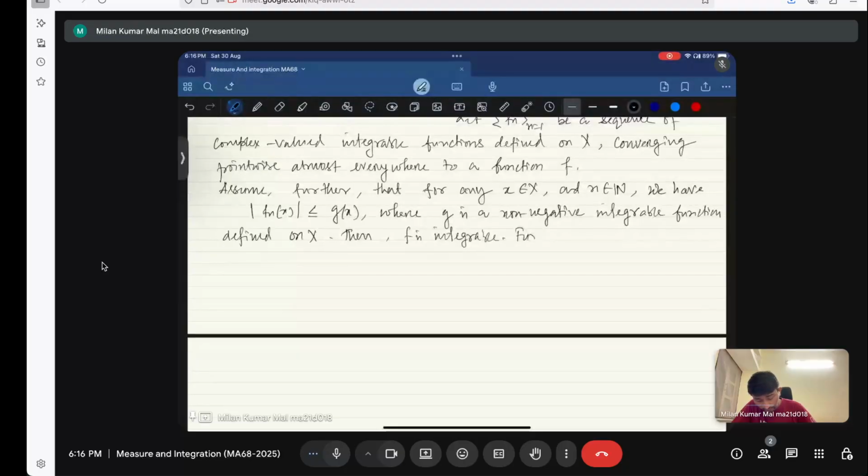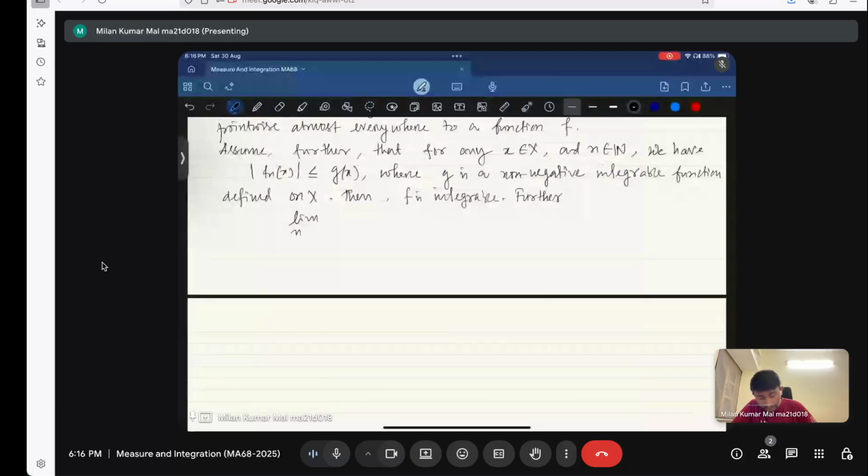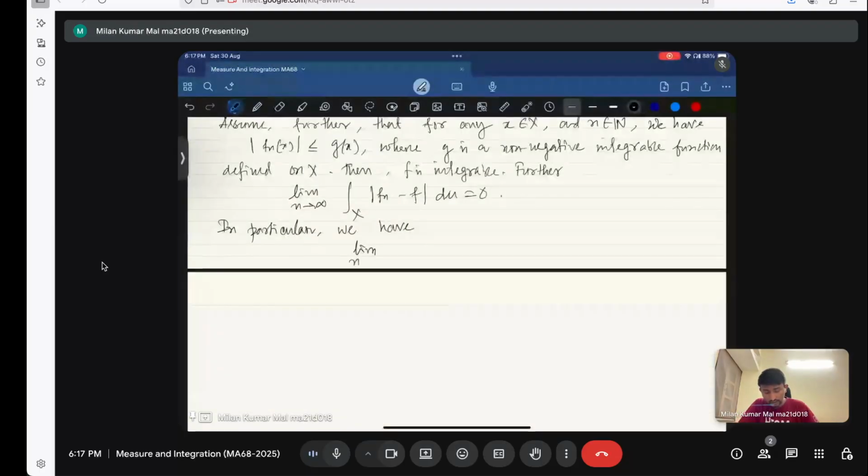Further, limit n tends to infinity of the integral over X of mod of f_n minus f d mu equals 0. In particular, we have limit n tends to infinity of the integral of f_n d mu is equal to the integral over X of f d mu. So here what we have said, there are two things.